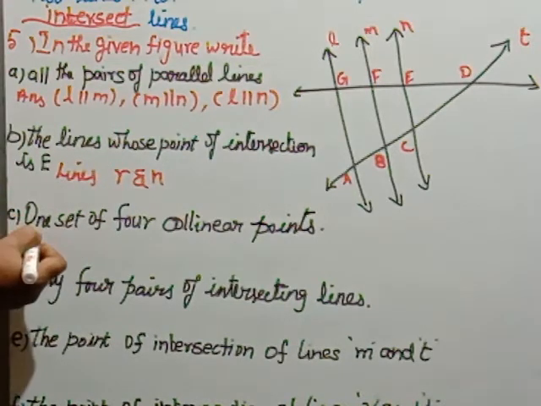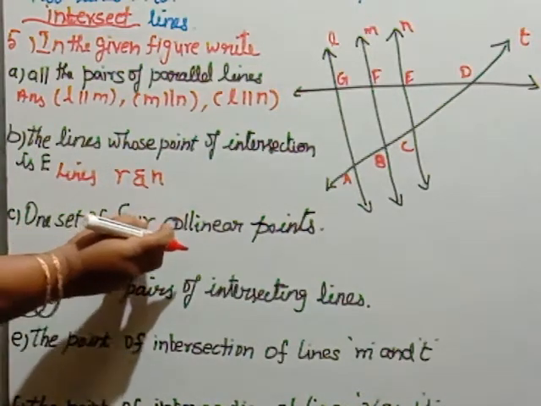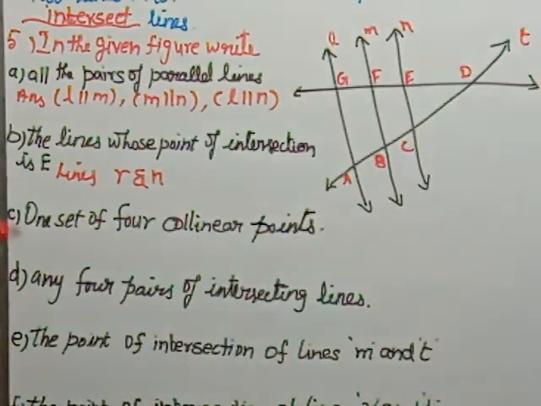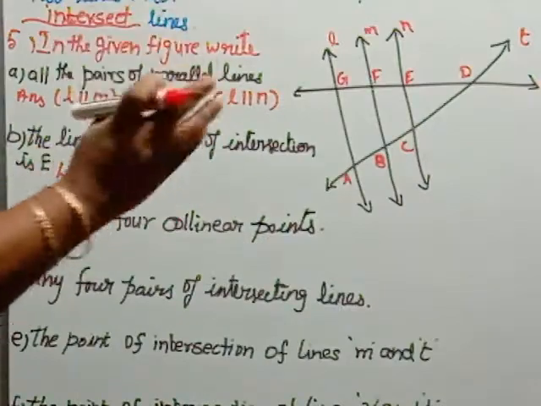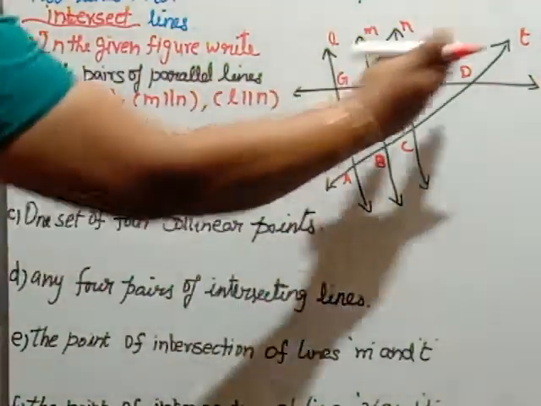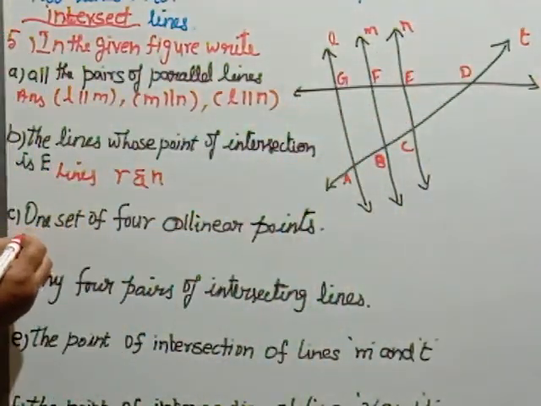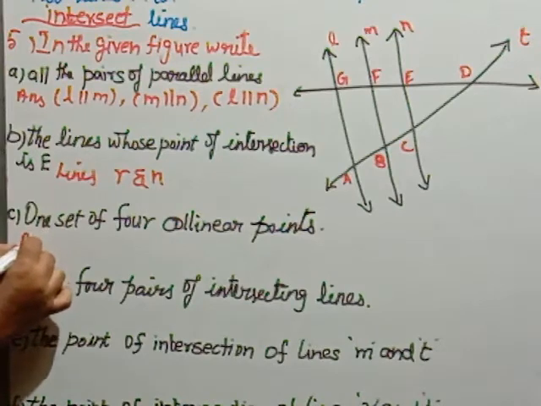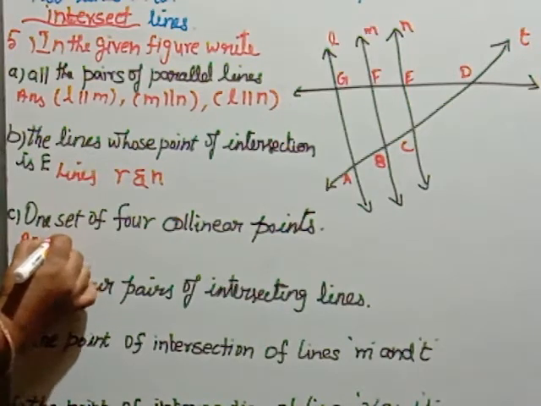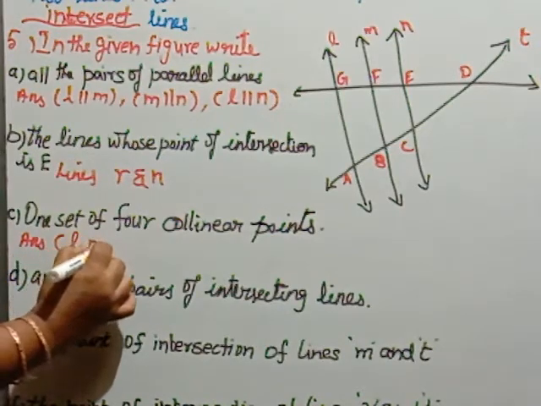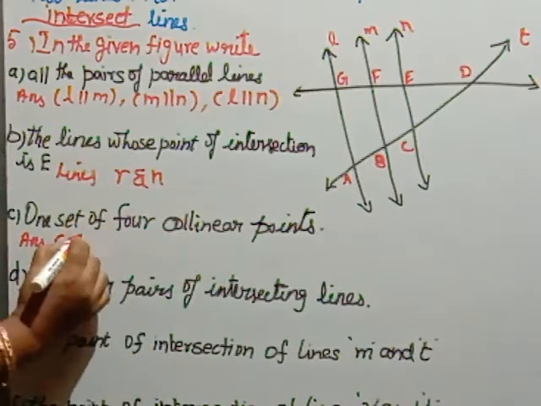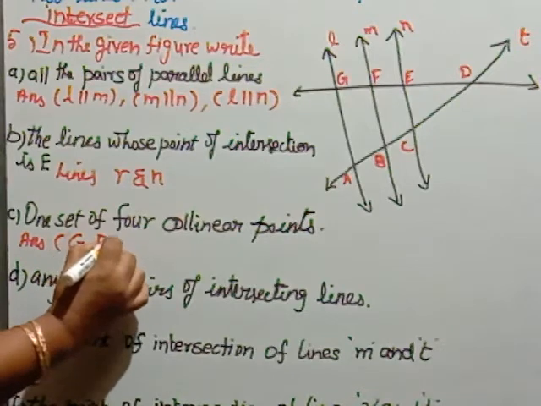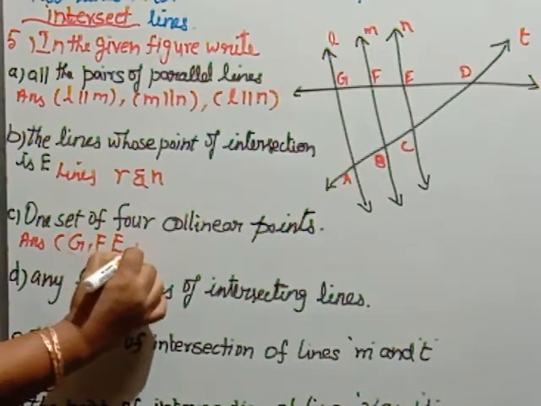Now, move to the next one. One set of four collinear points. What is the meaning of collinear points? Three or more points that lie on the same line. Here you will get two sets of collinear points. The first one: points G, F, E and D.